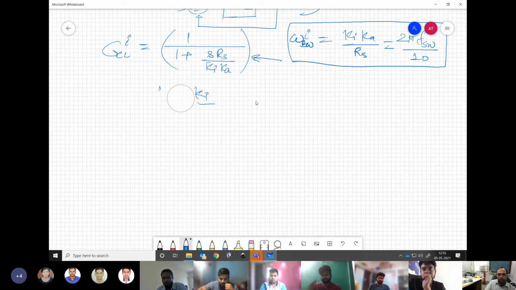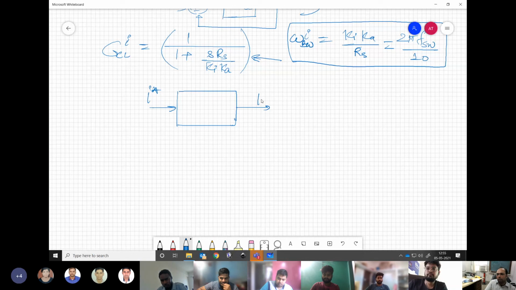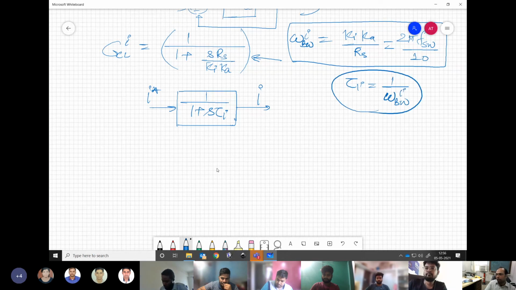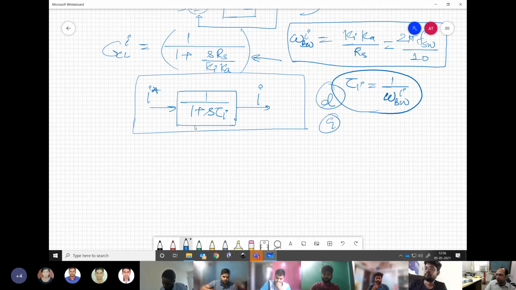You have current reference and you have current output. What is in between? In between you have 1 plus S tau I. What is tau I? Tau I is your 1 upon omega b omega I. You can also write as S upon omega b omega I. This is all. Now this is your current control loop completely. Whether you say D or say Q, it is simplified to this. Any confusion here? Why it is written like this?